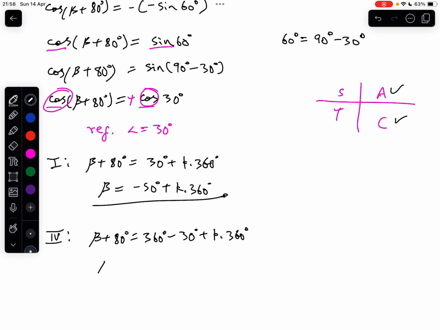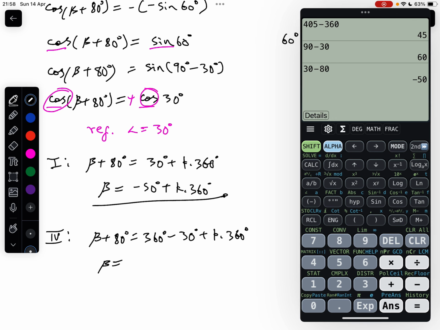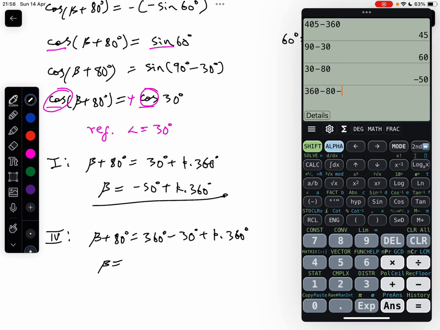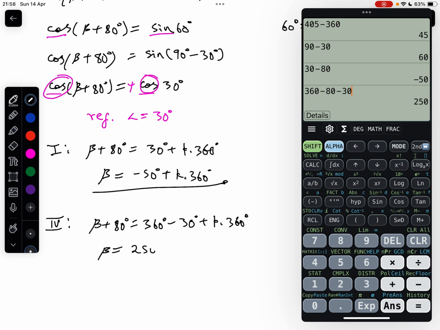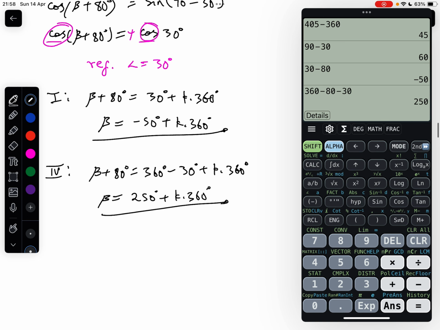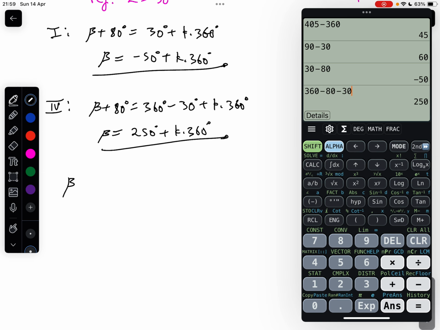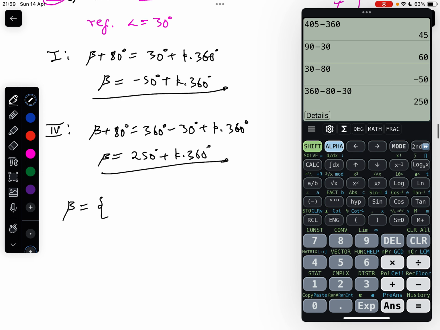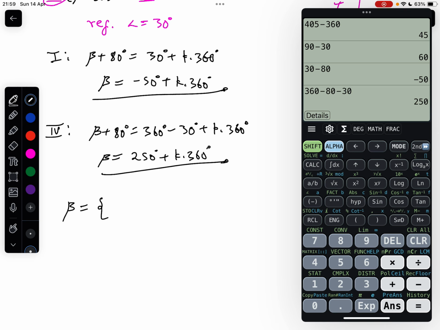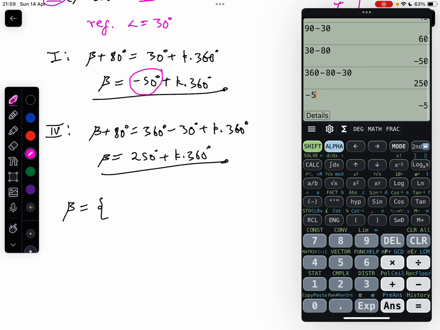Therefore beta equals what? 360 minus 80 minus 30, that's 250 degrees plus k, 360 degrees. Okay, then we're going to find values of beta that are between negative 90 and 270. So already when k is 0, we've got negative 50, that qualifies. Let's start with negative 50 plus 360 times k. Let's say k is negative 1, we get negative 410, that's too big. If k is 0, we get negative 50, fine, that's one of the answers, negative 50 degrees.